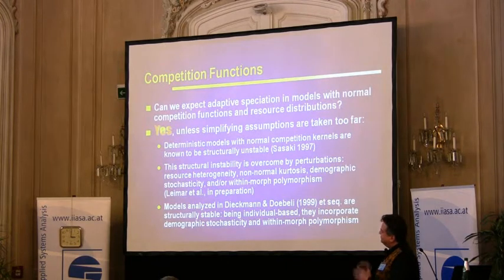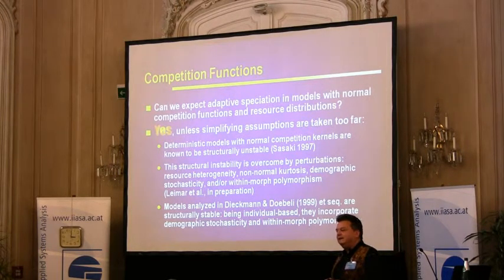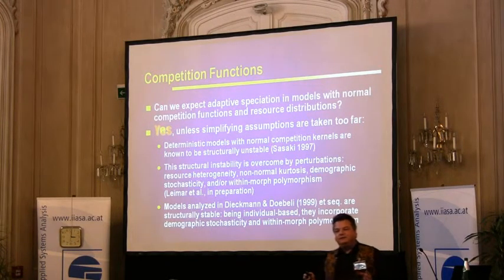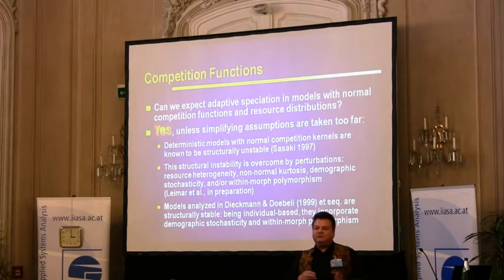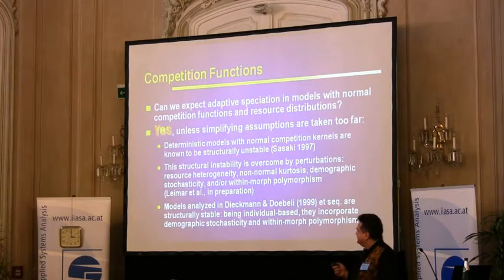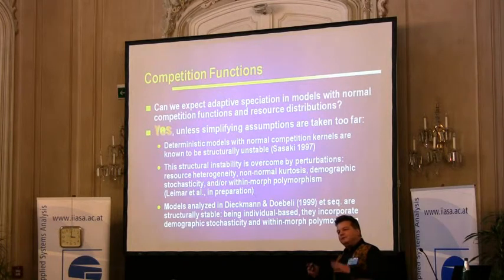Two other aspects which point to broader areas of investigation are competition functions. We have used, following Roughgarden and MacArthur and May, Gaussian functions. These are known to be structurally unstable when you plug them into deterministic models. But since we use stochastic models, that doesn't apply. So actually in our models, this problem does not occur. And this is actually a very important general point. These Gaussian competition models, they seem so attractive.